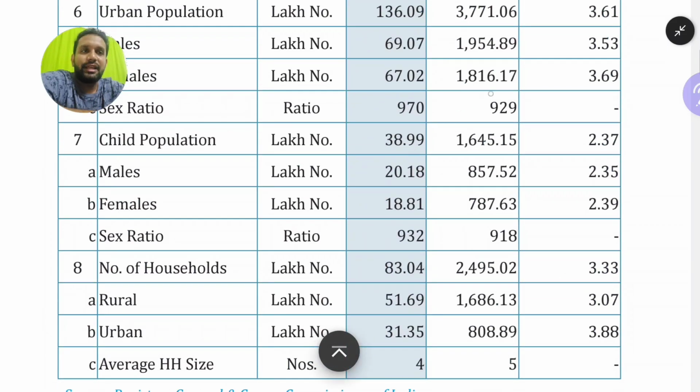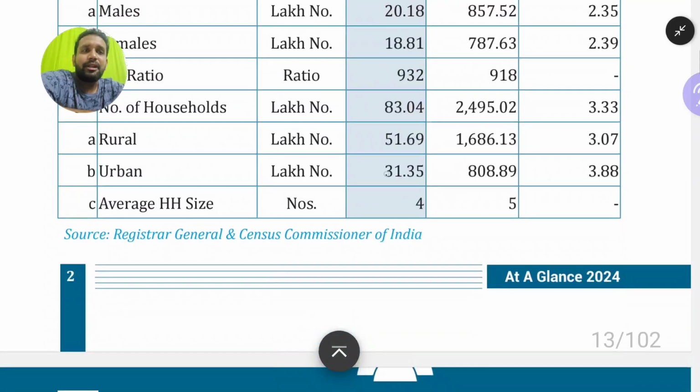Now child population, if you see, 38 lakhs are there. Okay, and the child sex ratio is 932, whereas India's child sex ratio is 918. So Telangana's child sex ratio is better than India's child sex ratio. This is a good point. Okay, the number of households is not important, but for understanding, 83.04 lakhs households are there, into 5 if you do, because one household is minimum 5 members. But on average, Telangana has an average household size of 4, whereas India's is 5.